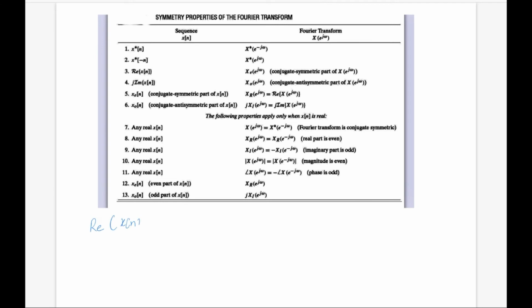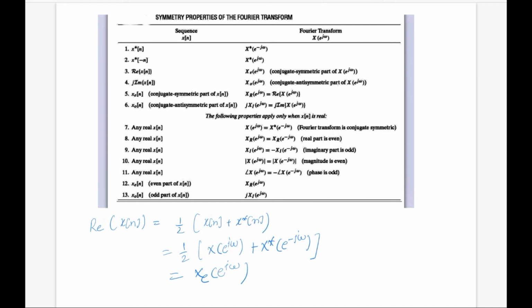So the real part of x[n] can be written like this. Taking its Fourier transform is simple. X(e^jω) plus X star of this, which is nothing but the conjugate symmetric part of X(e^jω).